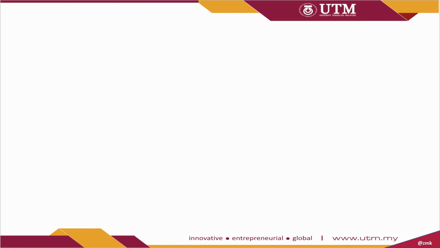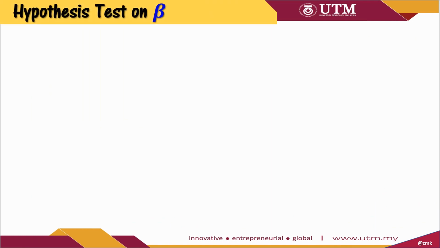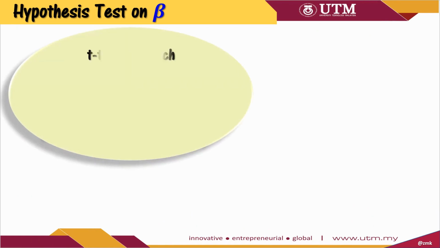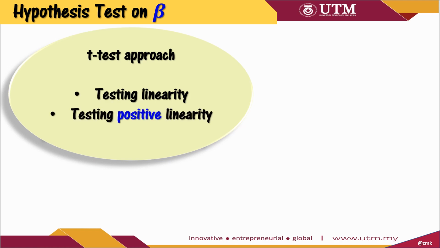Now let's look at the hypothesis test on the slope parameter beta. There are two approaches you can use. The first approach is a t-test approach, which can be used if you are interested to test if there is any linearity between y and x, or if you aim to test if there is a particular positive linearity between y and x, or if you want to test if there is a particular negative linearity between the two variables. Therefore, a t-test approach can cater for all these three hypothesis tests on beta.